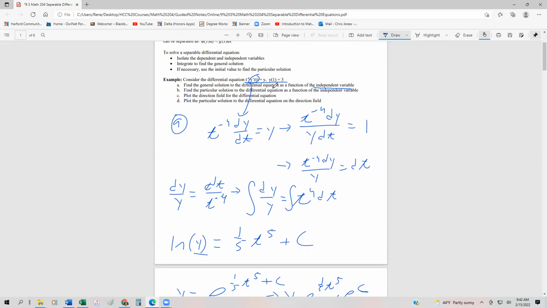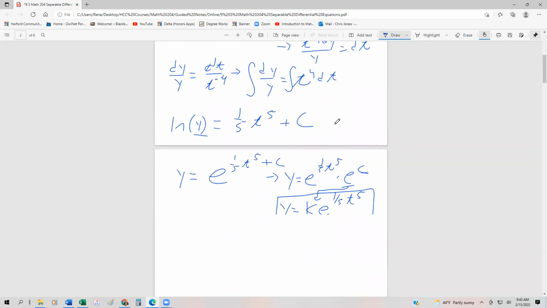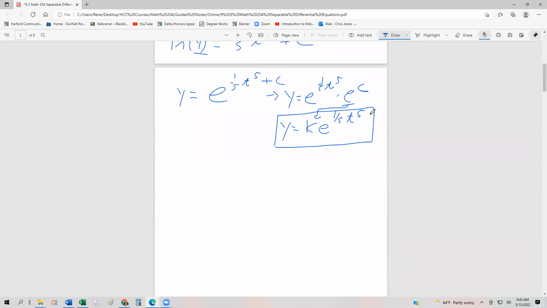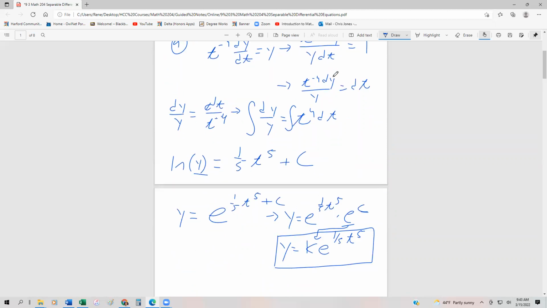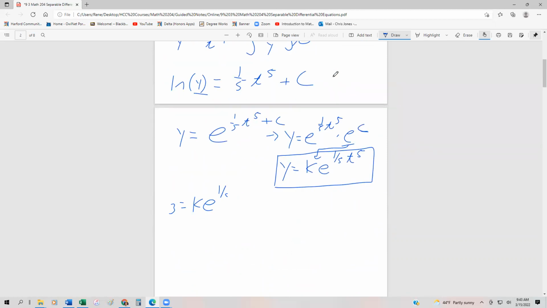Now for part B, we have to find the particular solution, which means that we are just going to substitute t equals 1 and y equals 3, given that initial value. All right, so we have 3 is going to be equal to ke. Right, so again, we're just substituting when t equals 1, y equals 3. So 1/5, 1 to the fifth. And so this is going to be 3 equals ke to the 1/5.